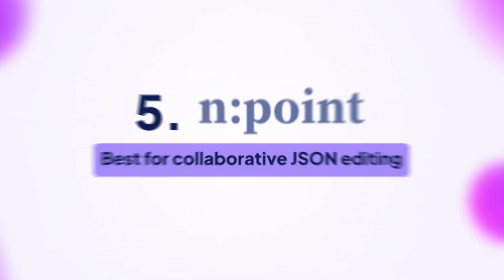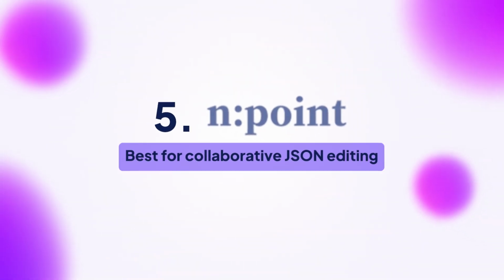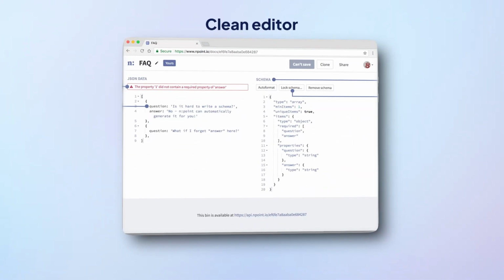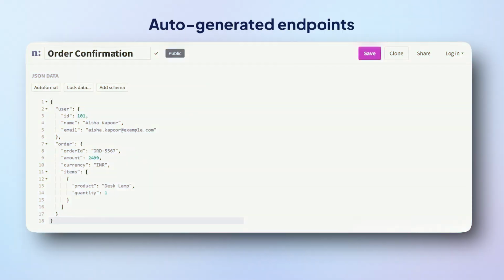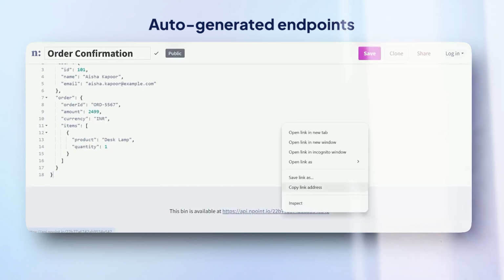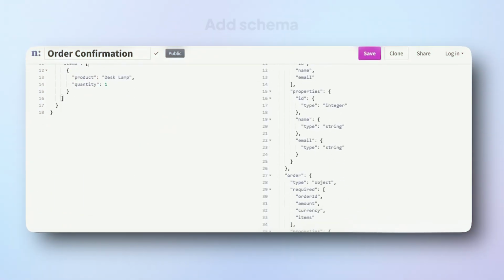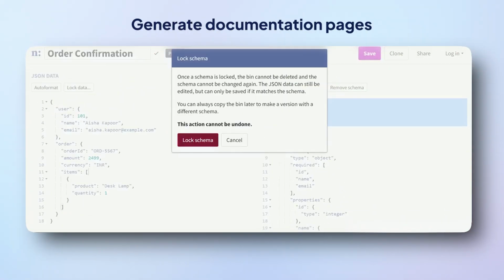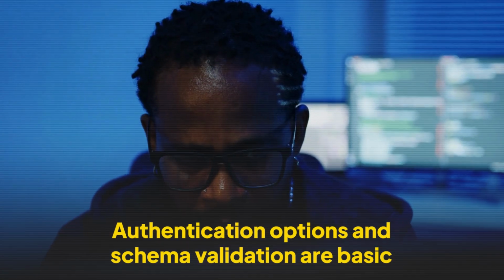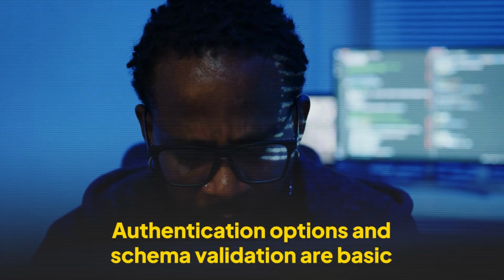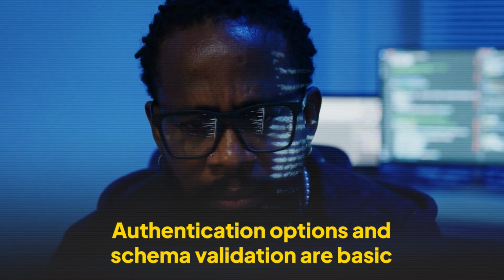And last on our list, we have endpoint.io that focuses on collaborative JSON editing. You get a clean editor, shareable links, and auto-generated endpoints for each document. Teams can lock specific sections, add schema, and even generate simple documentation pages. But because it stays minimal, its authentication options and schema validation tools are fairly basic.